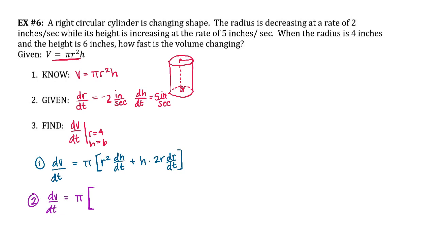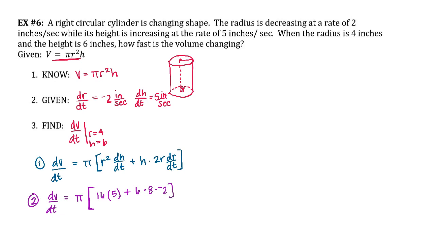Because we have r is 4, so r squared is going to be 16. And we're multiplying that to the rate of change of the height, which was 5 inches per second, plus our height, which we were given to be 6, times 2r, so that's going to be 2 times 4, so 8, and then times the rate of change of the radius, which is going to be -2.